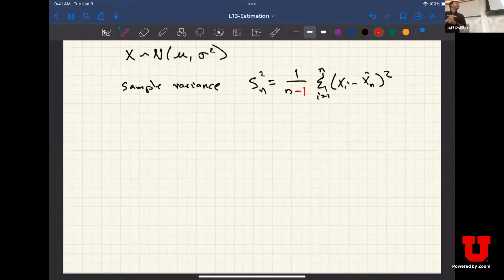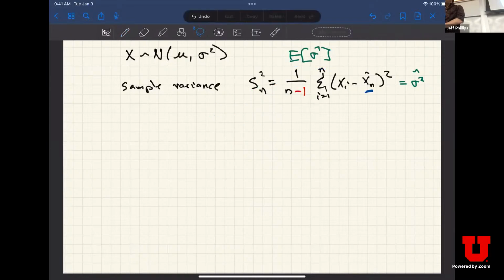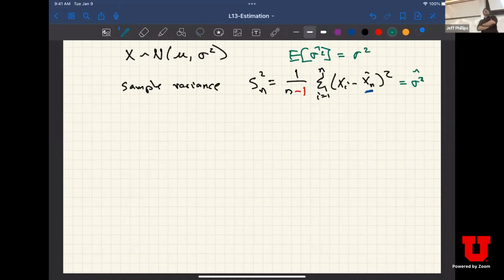If we knew the exact mean, if we knew mu exactly, then you would divide by n instead. But because we also need to estimate the mean, you need to divide by n minus 1. What I'm going to show you is that this is an unbiased estimator of the variance. Calling this sigma squared hat, the expected value of sigma squared hat is going to be equal to sigma squared. So if I create this statistic, which is a random variable, it's going to be an unbiased estimator of the variance.